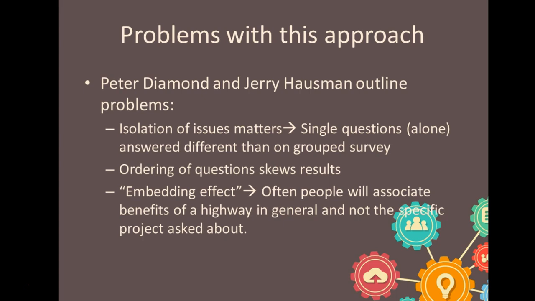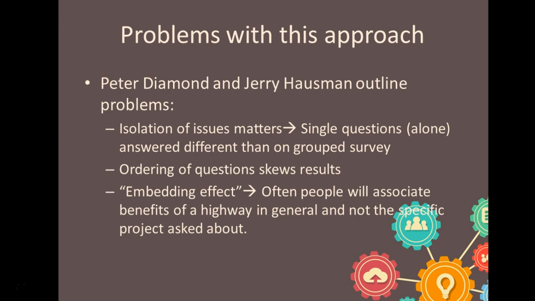Now there are a few problems which are outlined by Diamond and Hausman, in that in the surveys you have three key issues that occur. What they found was that when a question was asked by itself, people would answer it differently compared to if the question was answered as part of a list of questions in a survey. So it had isolation issues. It also had ordering issues. In other words, the order in which the questions were asked also skewed the results. And finally, the embedding effect. Often people will associate the benefits of a highway in general and not the benefits of this specific project that you are asking about. So they would talk about generalities rather than specifics.